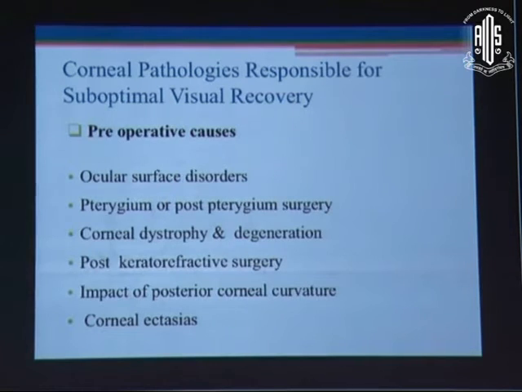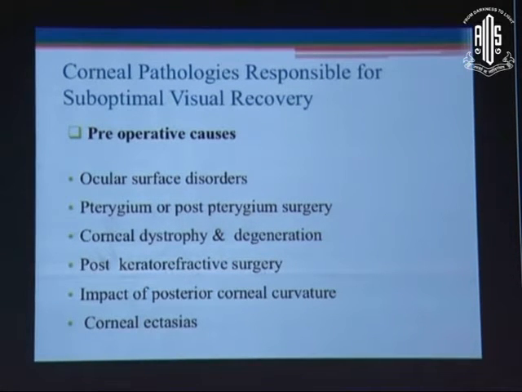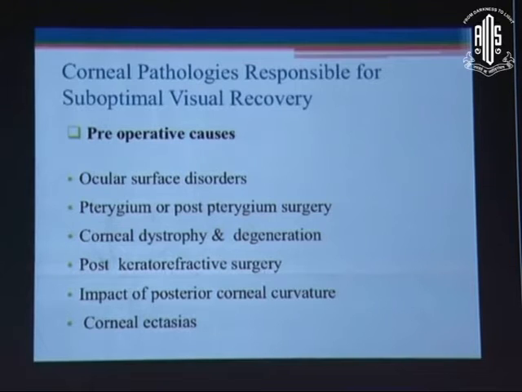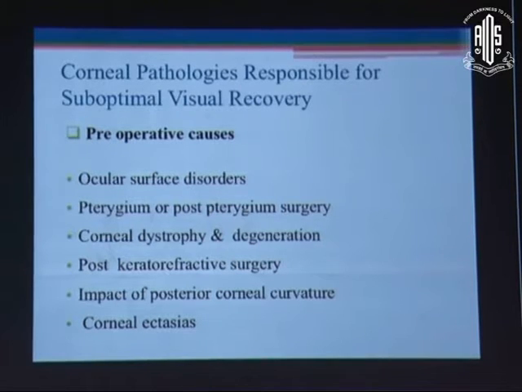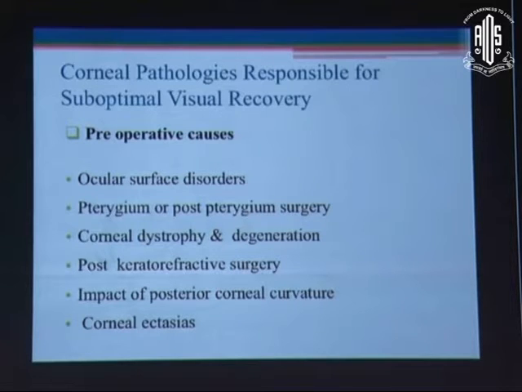There may be pre-operative, pre-existing corneal pathologies, which can be, as described earlier, ocular surface disorder. I think that's a major problem for a cataract patient undergoing surgery. Then you have pterygium or post-pterygium surgery problems, corneal dystrophies, degenerations, which are so common in this age group, post-keratorefractive surgery, ocular surface problems, and the impact of the corneal curvature change which you produce by your surgeries, especially anterior and posterior corneal curvature.